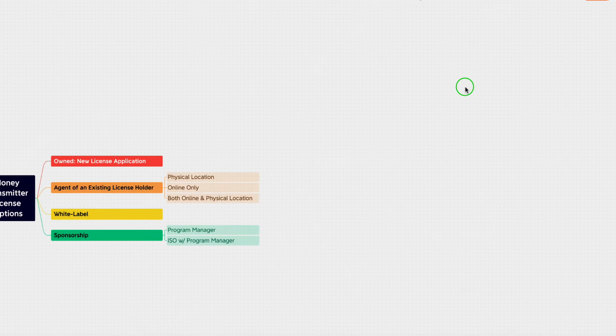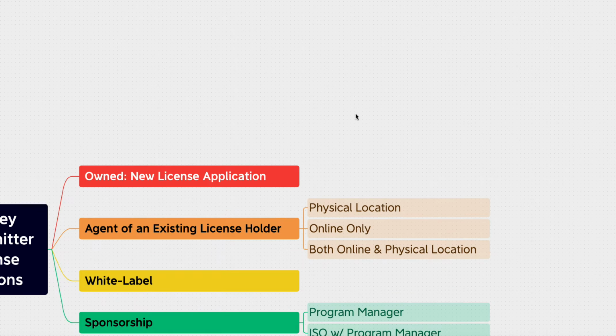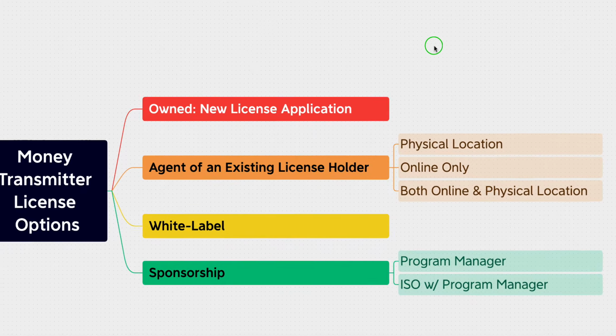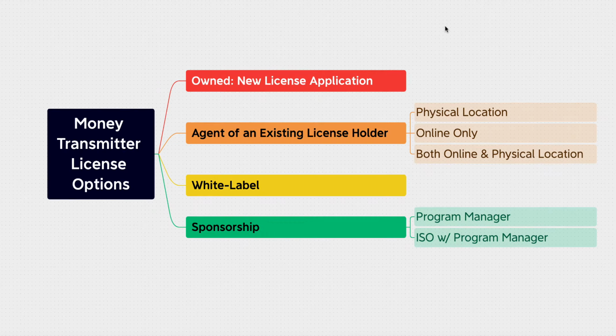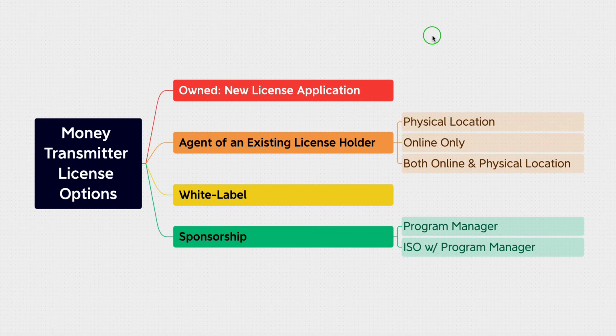So anyway, without further ado, let's just zoom in one more time. There you go. Well, maybe one less. So this is what the US money transmission licensing option flow would look like.